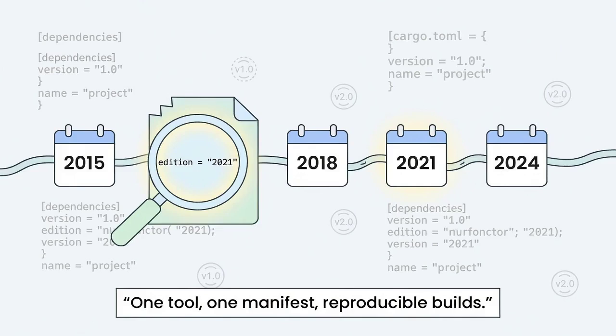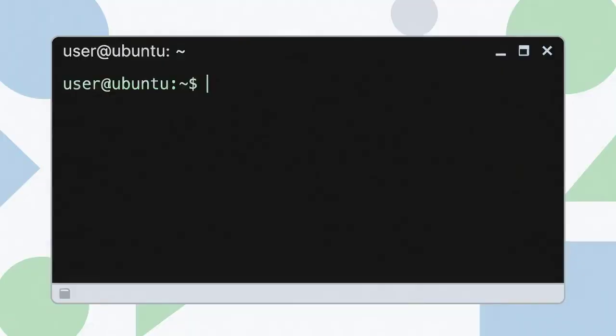Welcome to this hands-on walkthrough of the Cargo scaffolding workflow. We'll explore how Rust's built-in package manager generates a new project, then inspect the resulting file structure and configuration. By the end, you'll understand exactly what cargo new produces and why the layout matters.